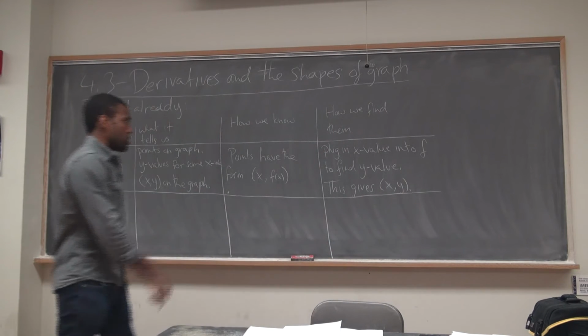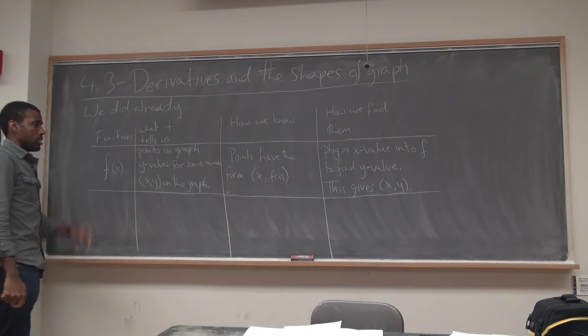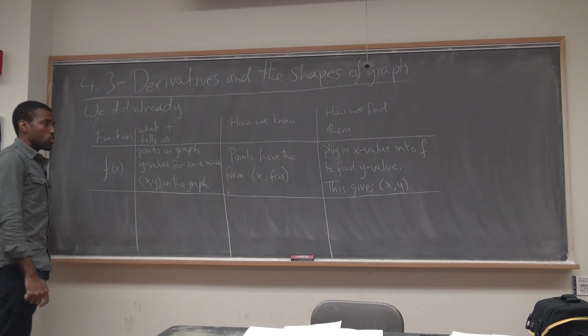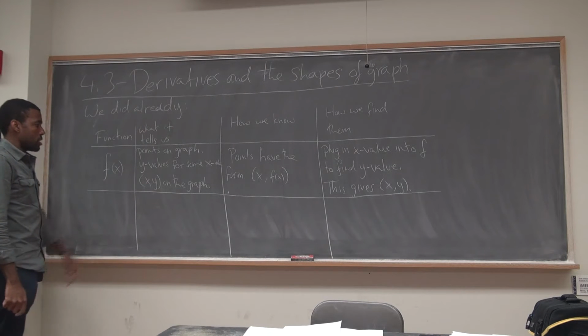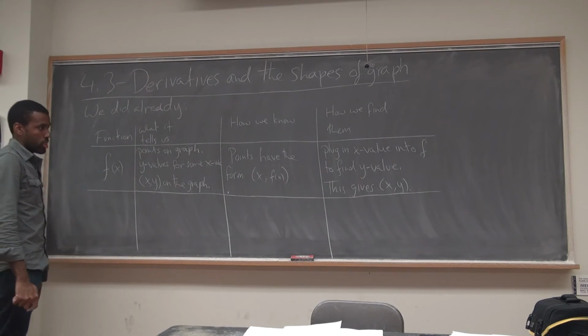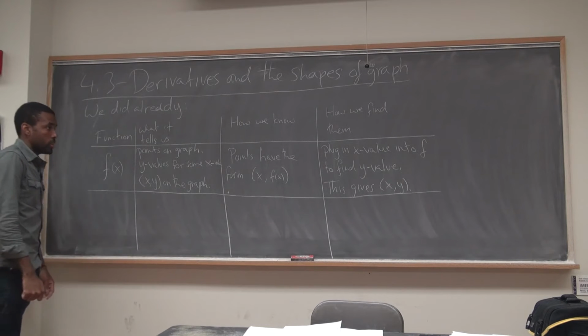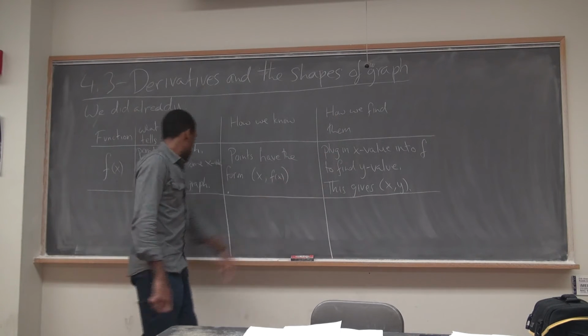So that's what a function does. That is what it gives you. It gives you the relationship between two things that you pair together: an input and an output, points on a graph that you can draw on a chart. And here's how you would find it.